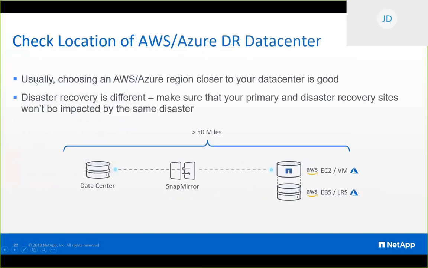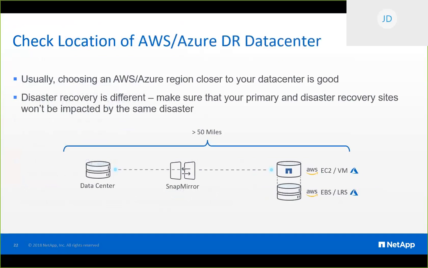So one last consideration to keep in mind, and I know this one is fairly obvious, but I think it merits discussion. Usually when you're deciding what region to deploy cloud resources into, you want to choose a region that's close to your data center to minimize latency. For maybe burst compute or just a hybrid strategy, that makes a lot of sense.